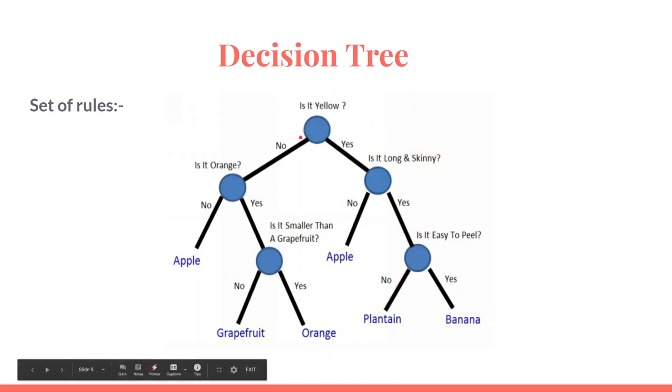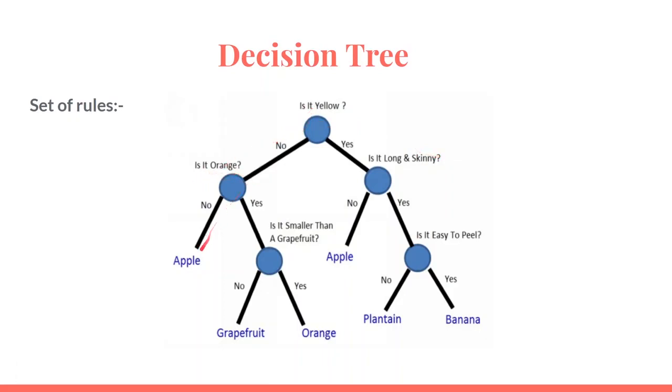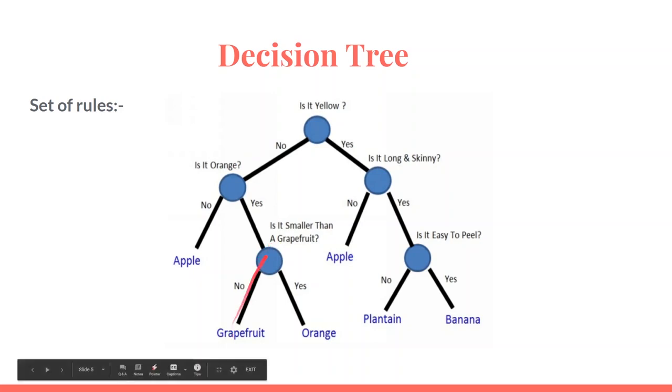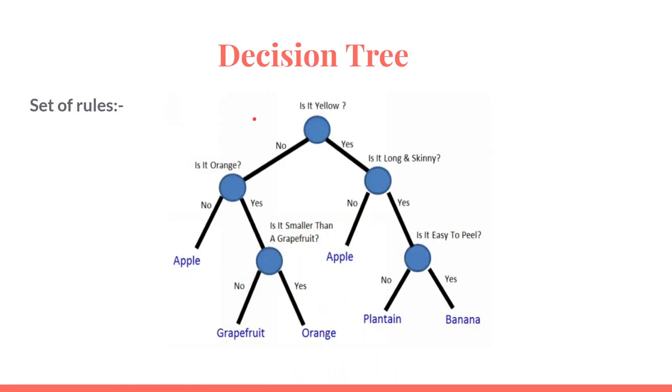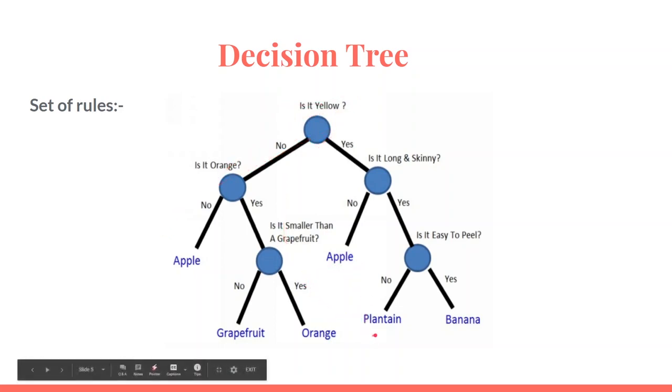And moving to the left side, if it is not yellow, whether it's orange or not. If it's not orange, again it's an apple. If it's orange, it can be a grapefruit or it can be an orange as well. Again, in this case, we'll check the size of the fruit. If it is smaller than a grapefruit, then it's a grapefruit. And if it's larger than a grapefruit, then it's an orange. So this way, using a decision tree, we can classify a set of fruits starting from the top, moving bottom on all the sides. And when we reach the bottom, we have our fruits classified into individual categories.